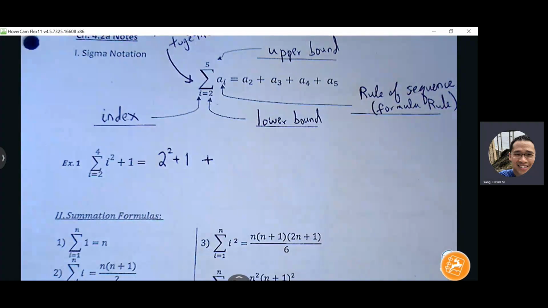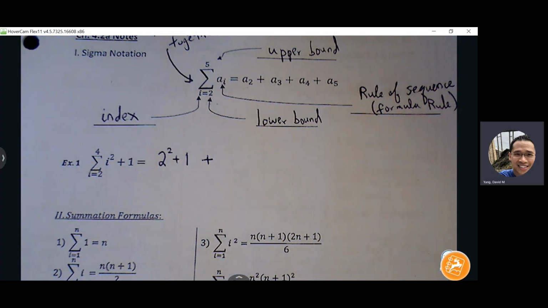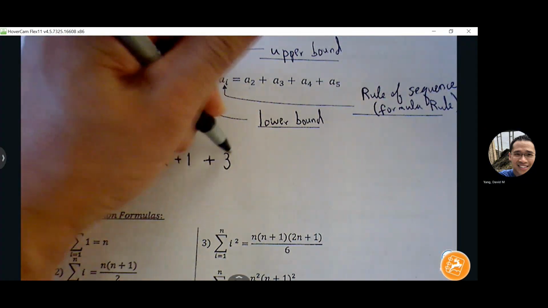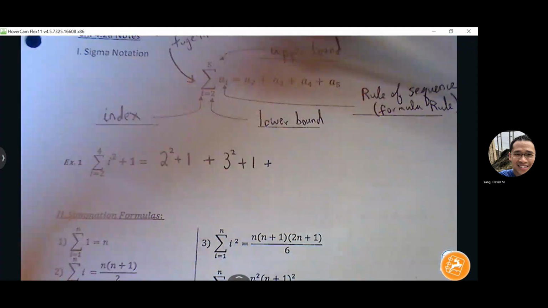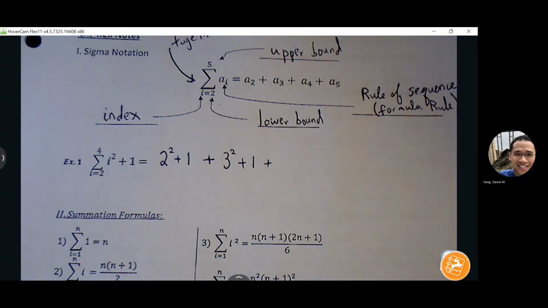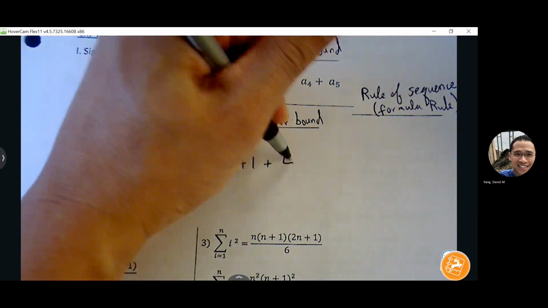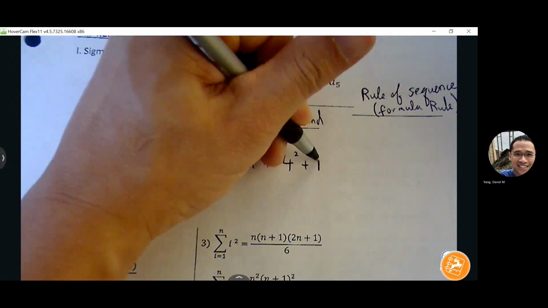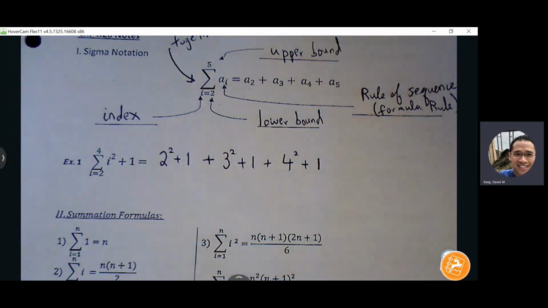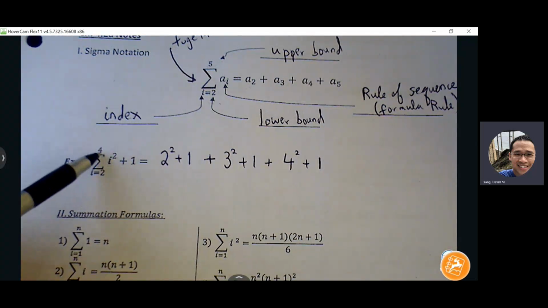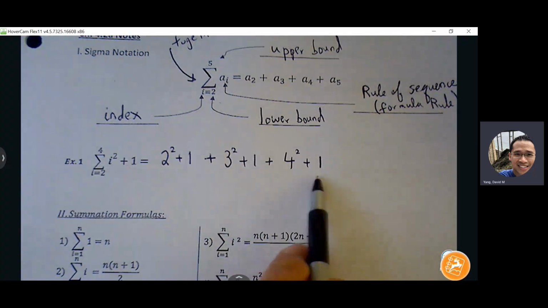So now that we're done with I equals 2, the next value that we plug in is what? 3, right? Yeah. So plug 3 for I. Keep going. Okay. Do we plug in any term after 4? No, that's the last term, right? That upper bound tells us when to stop. 4 is going to be the last value that we insert in for I.